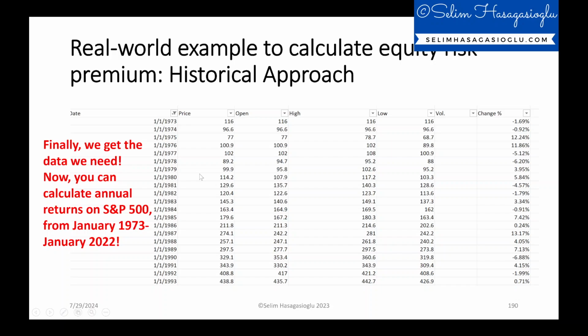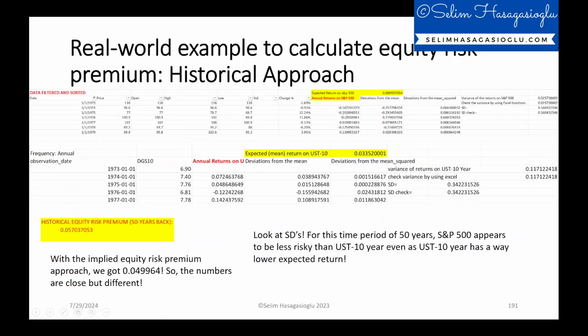So finally we get the data we need. Now we can calculate annual returns on the S&P 500 from January 1973 to January 2022. Just use these price values and calculate the annual returns on the S&P 500 for this time period of 50 years. And of course, these are the calculations. We have the data. Just calculate the annual returns on the S&P 500 throughout all these years. And the average of these annual returns will be the expected return on the S&P 500, which is around 9% or so.